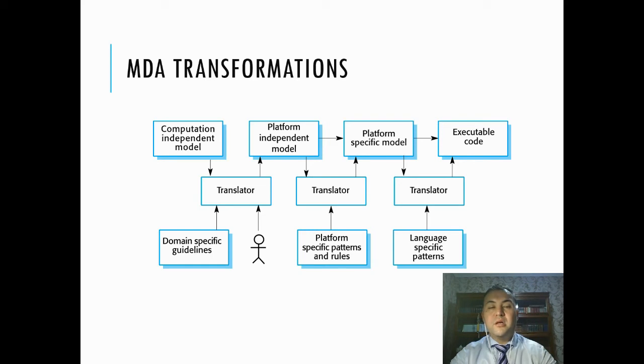In practice, completely automated translation of models to code is rarely possible. The translation of high-level CIM to PIM models remains a research problem, and for production systems, human intervention, illustrated on this slide using a stick figure, is normally required.